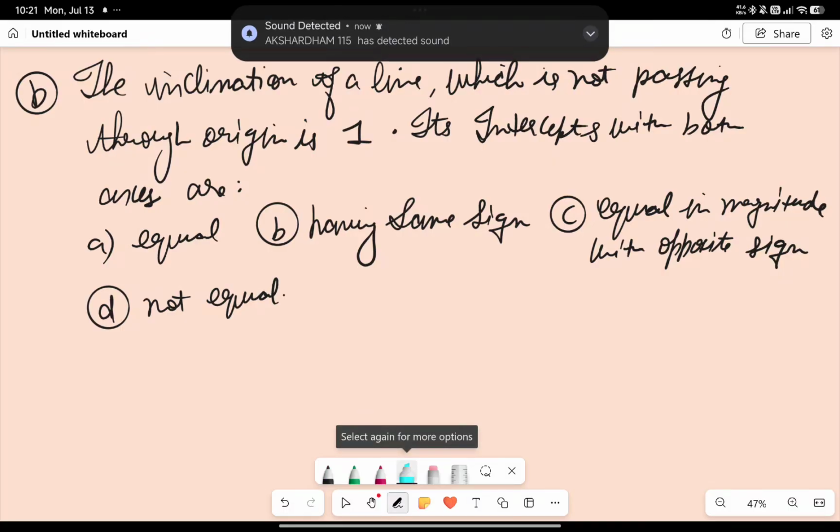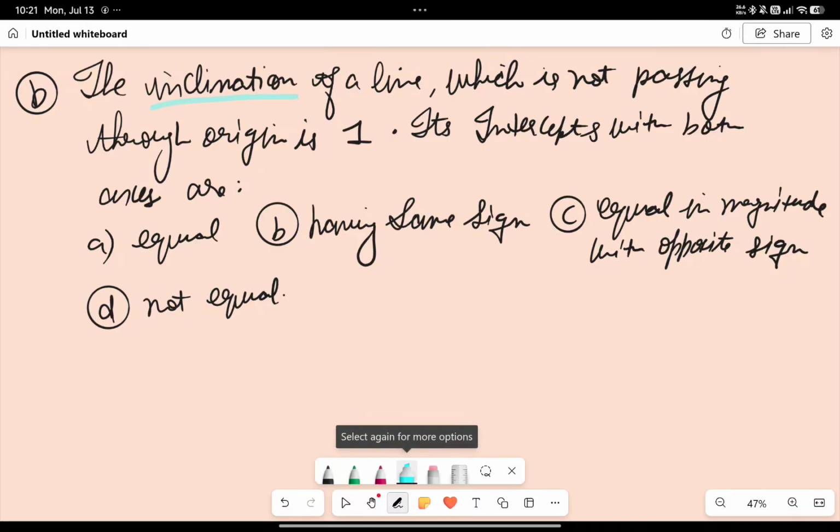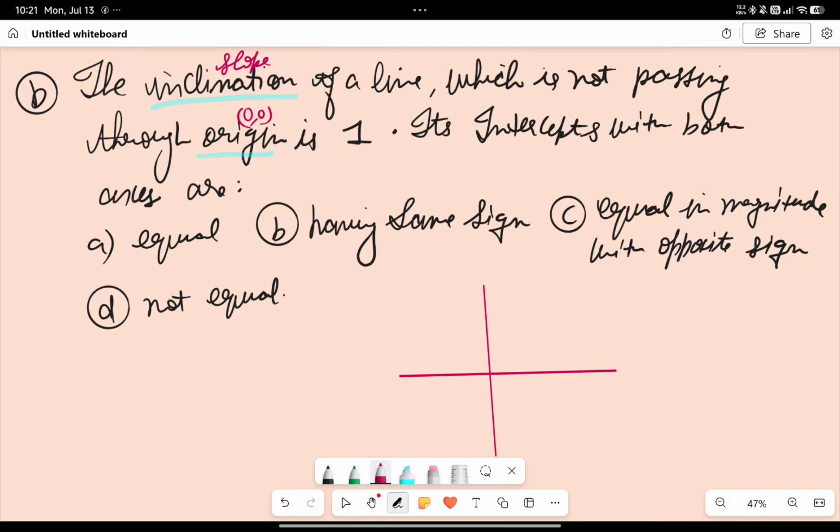Try to understand the question. The inclination means they are telling about slope. You can also write here slope. The inclination of a line which is not passing through origin. Origin means the point 0, 0. Suppose this is the y-axis and this is the x-axis. The slope is 1.